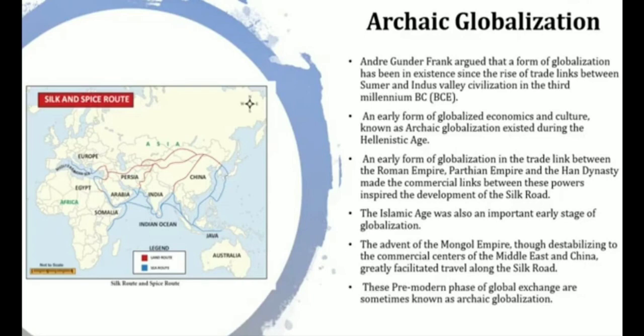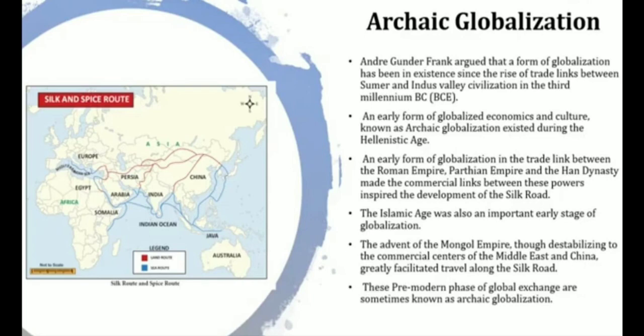Okay. Next, it was known during the Hellenistic age also. During the Greek period also it was known. And there was a trade link between many countries. Which are the countries that had trade links? Roman Empire, Parthian Empire and the Han Dynasty. During this archaic period itself, there was a trade link between these countries, Roman Empire, Parthian Empire and Han Dynasty also. There was a commercial link between these countries, and also the Silk Road was formed.